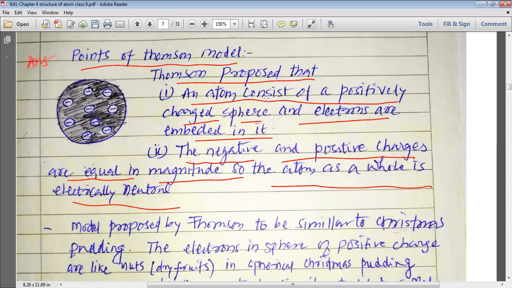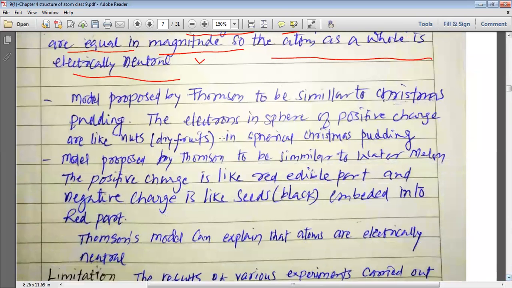He says that an atom consists of a positively charged sphere and electrons are embedded in it. So you can see that this black part is a positive charge, which is represented with the black color. And you can see that electrons with the negative charge are embedded in it. The negative and positive charges are equal in magnitude, and so the atom as a whole is electrically neutral.